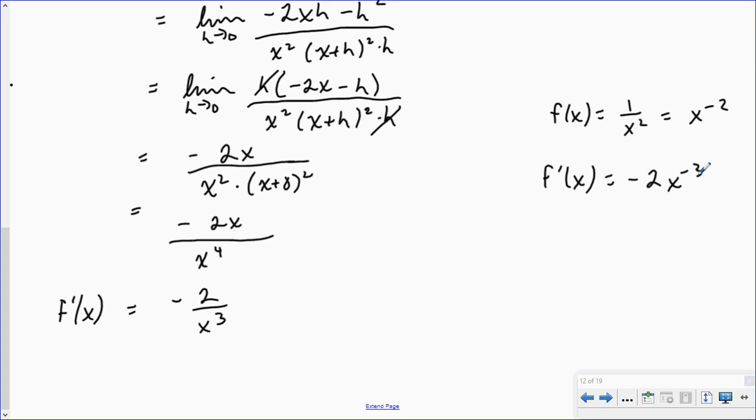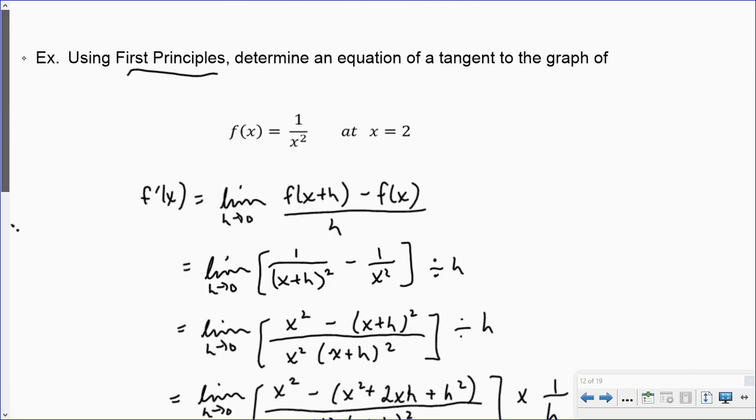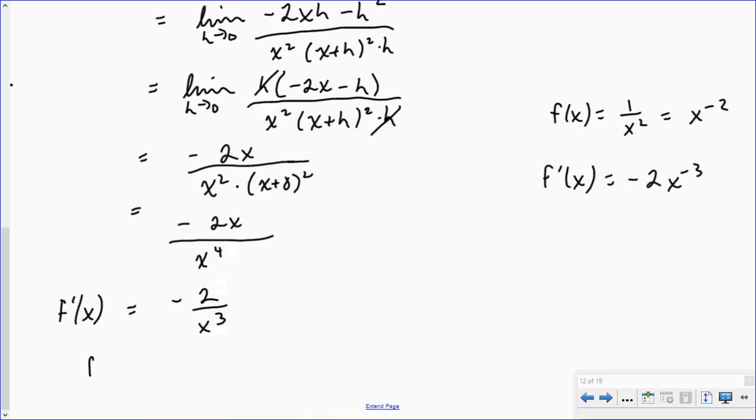Now I need to find, I'm not done this particular question yet, I've got lots more to do. I found my derivative function, so I found my slope. But I need it at x equals 2 here. So what's the value of my slope? It looks like it's negative 1/4.